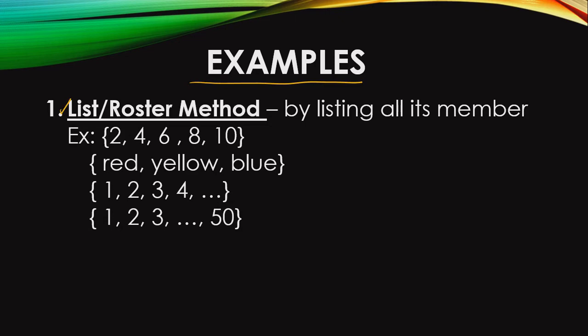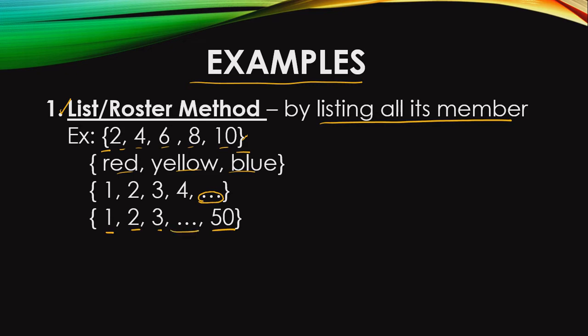First, we have the list or roster method. We just write the elements or objects inside braces. For example, 2, 4, 6, 8, 10. We just write them inside braces. Red, yellow, blue, these are the primary colors. And then, if we mean so on and so forth, or to infinity, we put three dots. Okay? And then lastly, if we mean numbers from 1 to 100 or 1 to 50, it would take long, class, if we write them one by one.